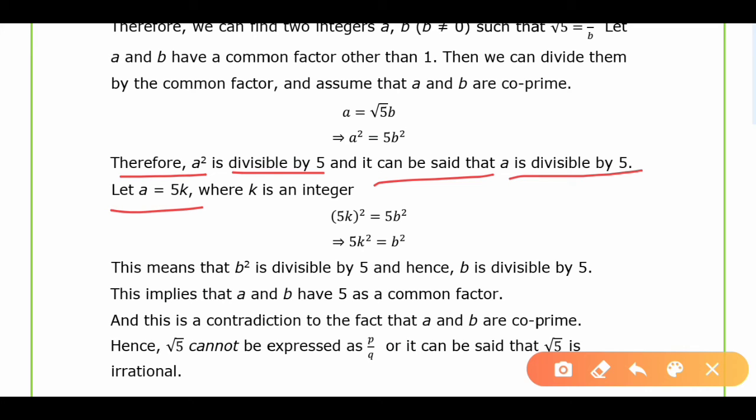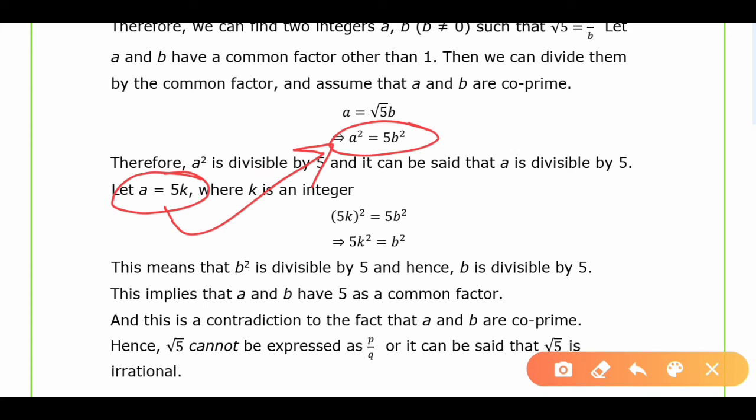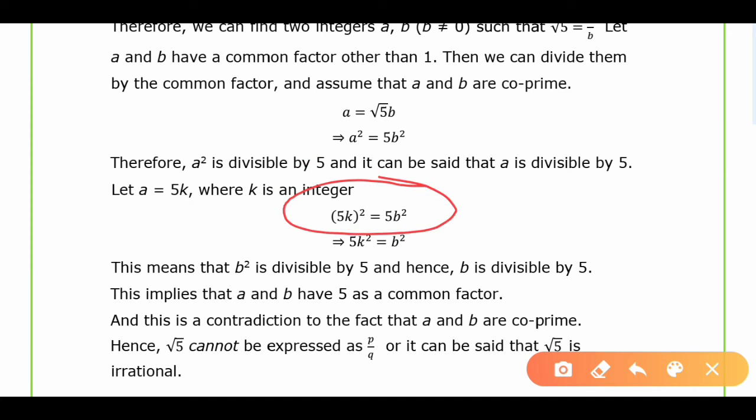Let a equal 5k. Here we wrote a as a multiple of 5, where k is an integer. So we are replacing a equals 5k in this equation. Clear? So we'll get a new equation: 5k square is equal to 5b square, or we can write it as 5k square is equal to b square.